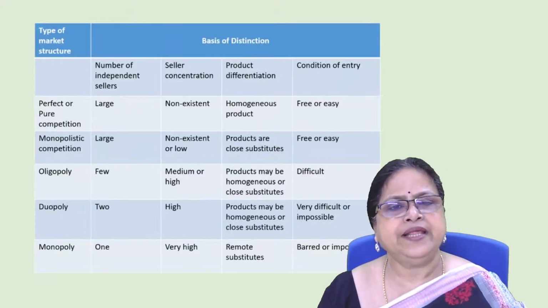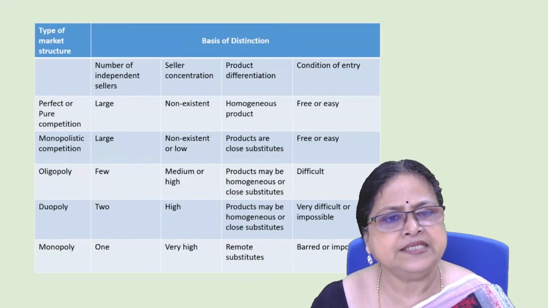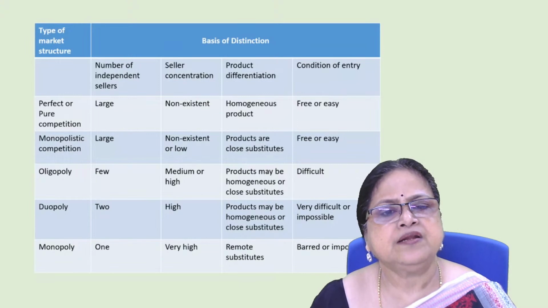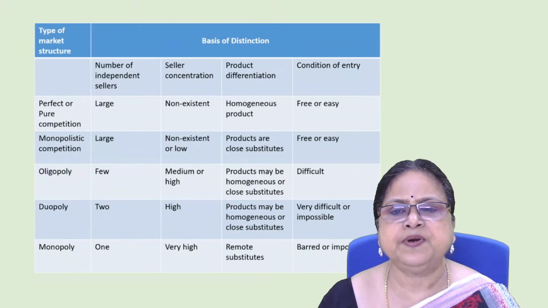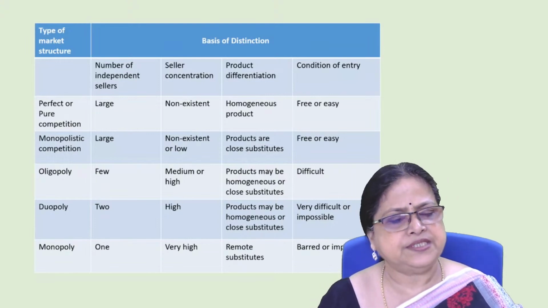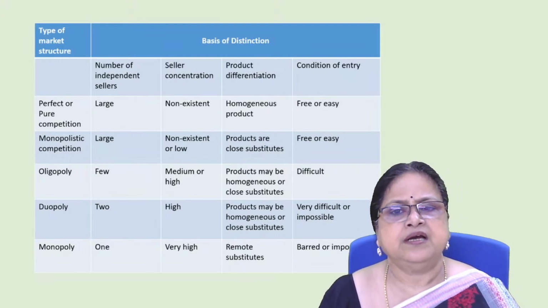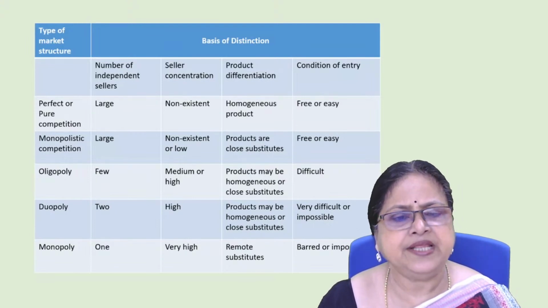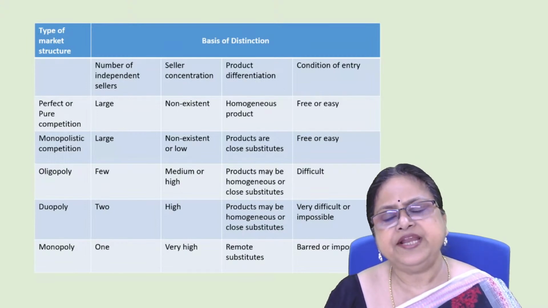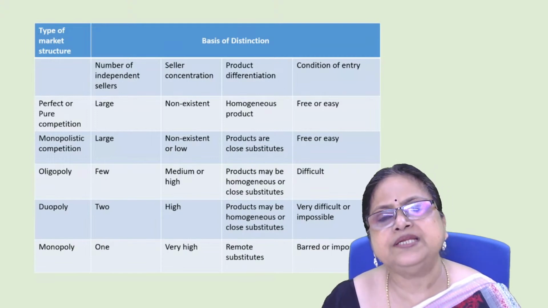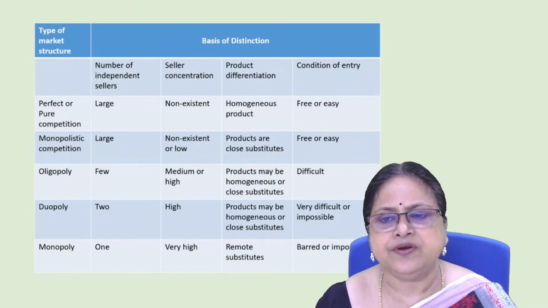Now this is the table. Here, perfect or pure competition: number of independent sellers large, seller concentration non-existent, product differentiation none, that is homogeneous product, condition of entry free or easy. Second, monopolistic competition, there entry is also free or easy. Barrier to entry, that is condition of entry. Oligopoly, condition of entry is difficult. Duopoly, it is very difficult or impossible. In monopoly, it is totally barred or impossible. We are discussing the barriers to entry or conditions of entry.